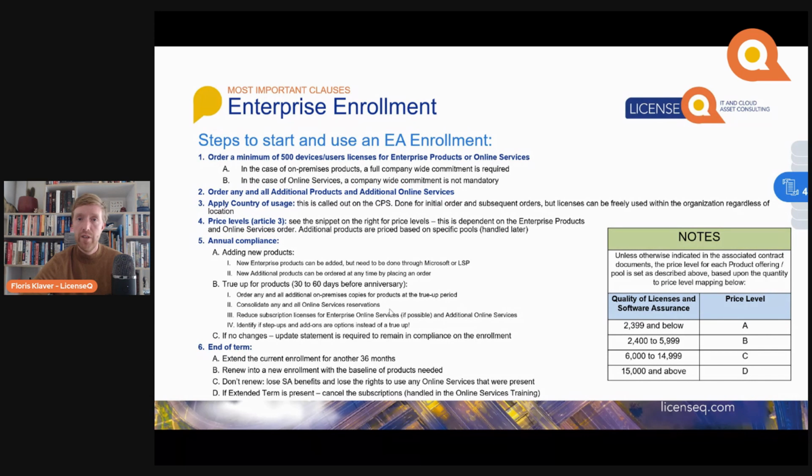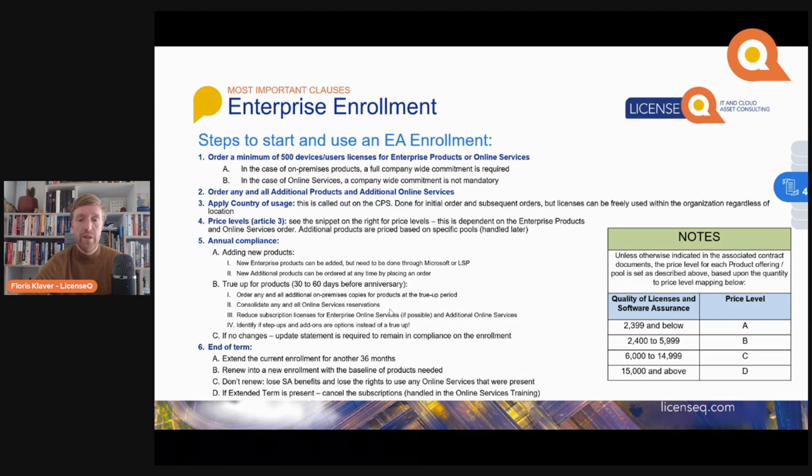So if you're interested in Microsoft 365 E3, for instance, you can license this for a minimum of 500 users, even if your company is 5,000 users. The reason for this, I don't know, but it's possible.